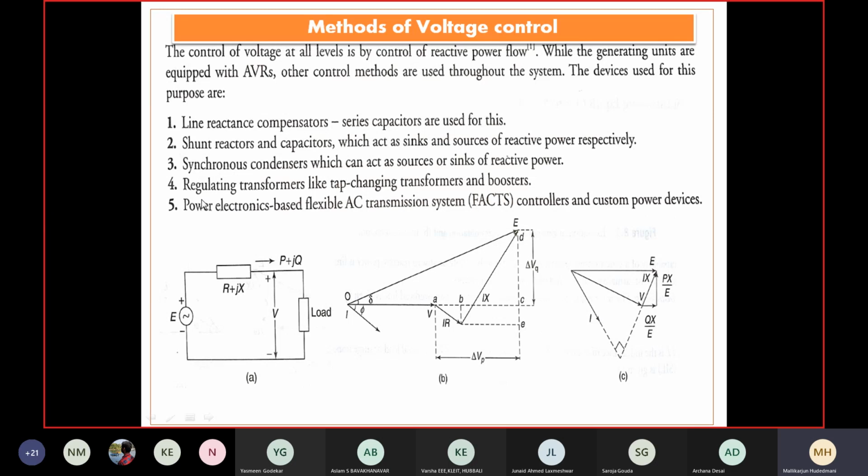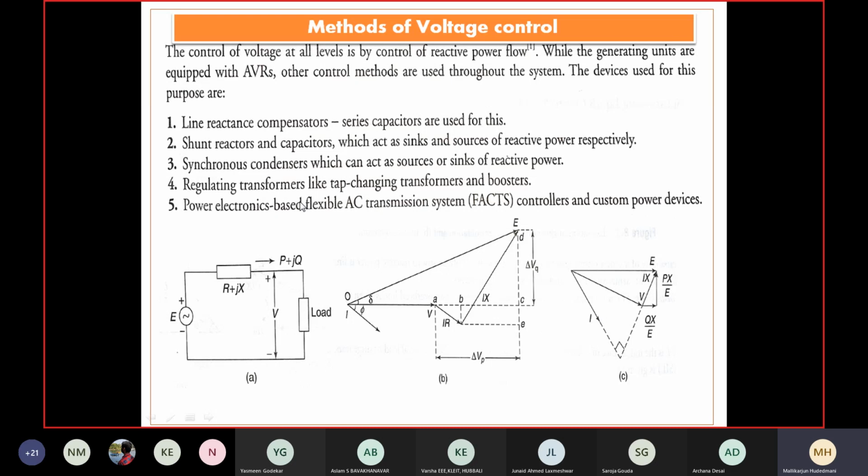Another method is a regulating transformer, like a tap changer or other booster transformer. We will see them in the methods. So this is nothing but application of a transformer. When I say a transformer, definitely it shifts the voltage up or down, or it boosts the voltage using the booster concept. So that is going to work directly at the voltage point.